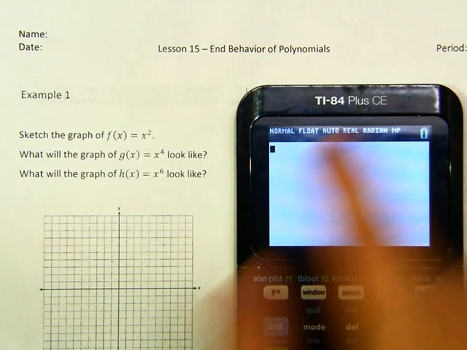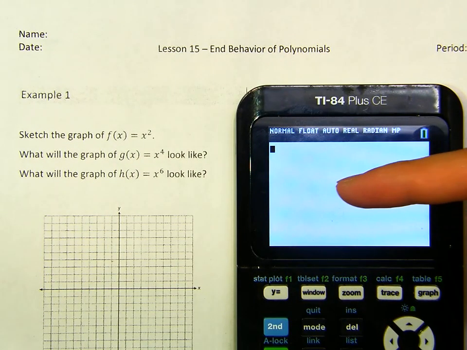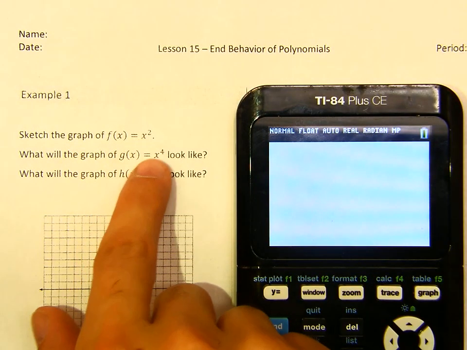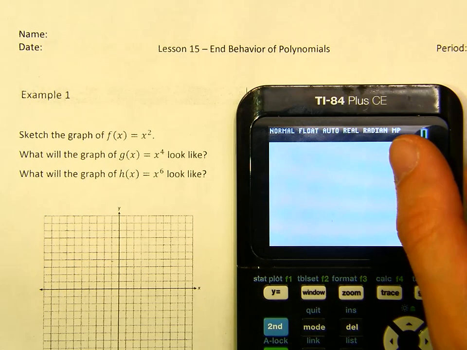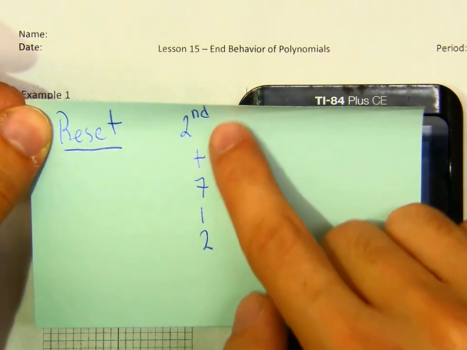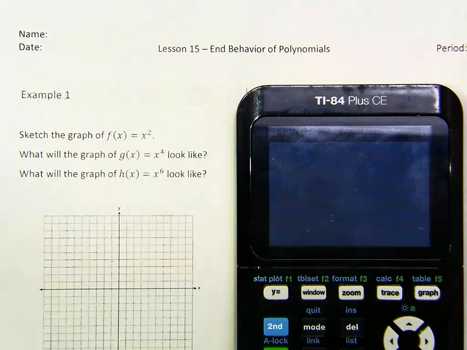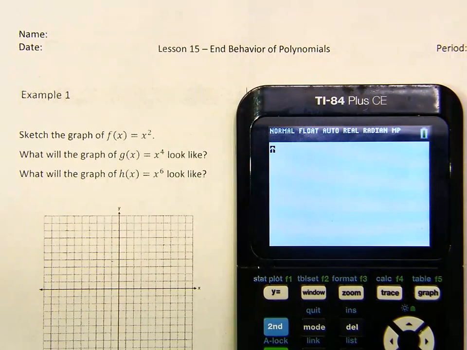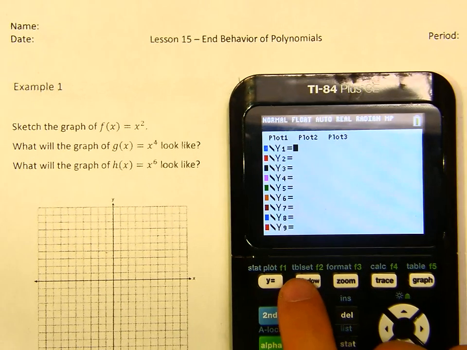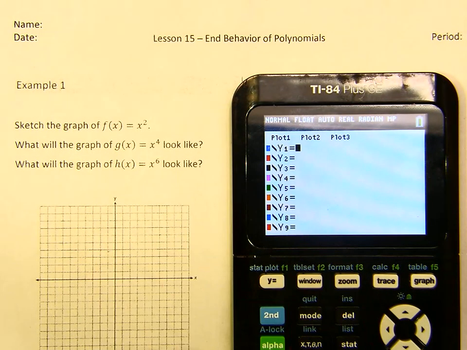What I'd like you to do is take your calculator, reset it, and let's put these functions into the calculator and see what it looks like. If you're forgetting how to reset, remember second plus 712. Bam, the calculator is reset. So we go to y equals, and let's plug in these functions and see what happens.